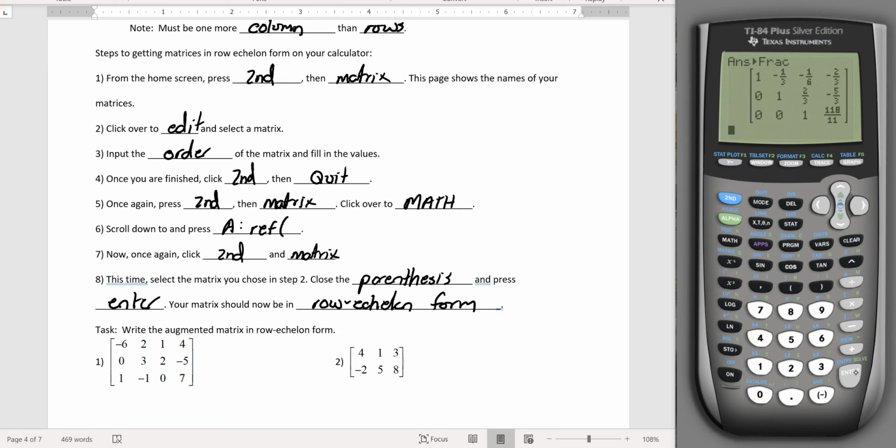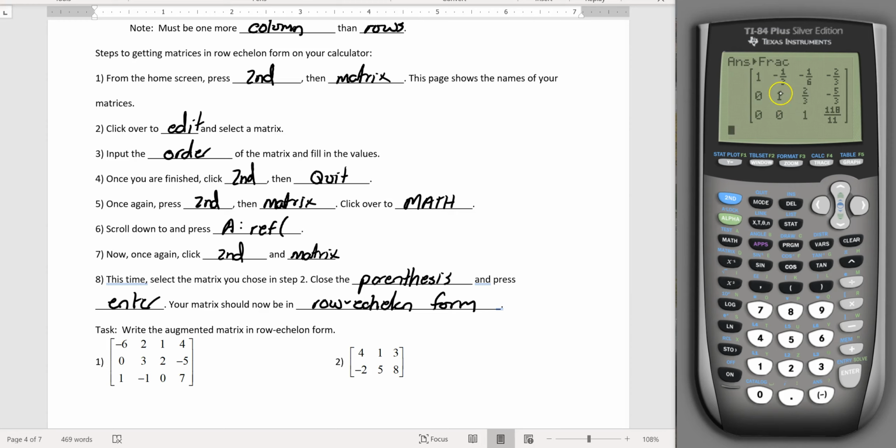So I said something is in row echelon form when it can be solved backwards. Here's a couple other traits we can be looking for. Notice this main diagonal, that diagonal that goes from top left to bottom right. That main diagonal is all ones. Anything below those ones are 0. That tells you we're in row echelon form.